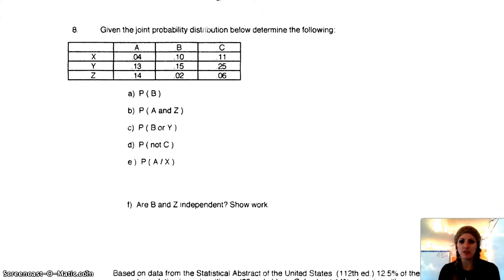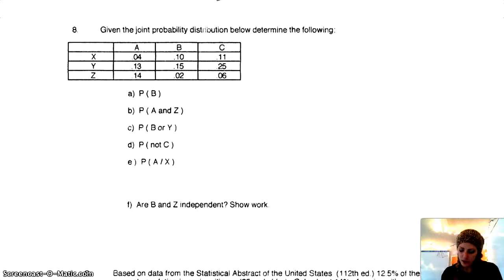Given the joint probability distribution below, determine the following: probability of B, probability of A and Z, and so on. Let's double check this first. It's a probability distribution, so it should all add up to 1. So if I add 0.04 plus 0.13 plus 0.14 and add all of them up, they should add up to 1. A good way to do this, because I have to figure out the other things anyway, is to add across my rows and my columns and see what totals I have.